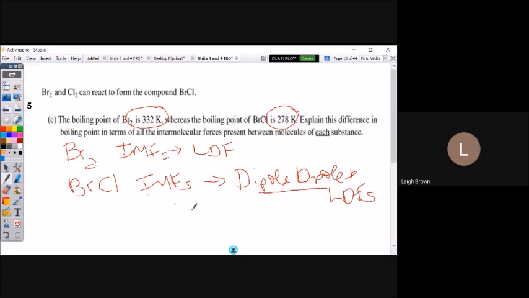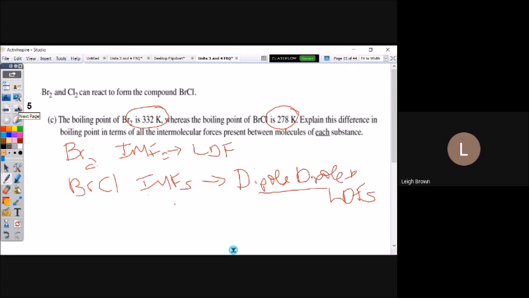Have to mention the specific forces, have to mention based on the data. Don't just say dipole-dipole is stronger. That's not true, because these are similar sizes. That bromine has a larger polarizable electron cloud. You can also add that to your answer to make it even more specific.